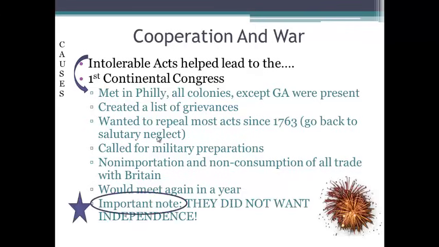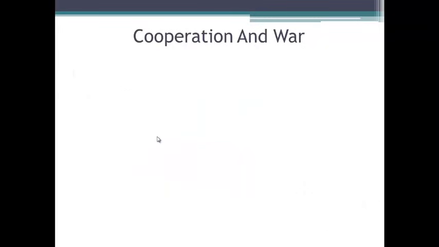Now, let me give you an important note. This is so important. The First Continental Congress did not want independence. Most Americans in 1774, 1775, and even some in 1776 did not want independence. They simply wanted to go back to the days of salutary neglect. Please understand that, people. That is so important to know.